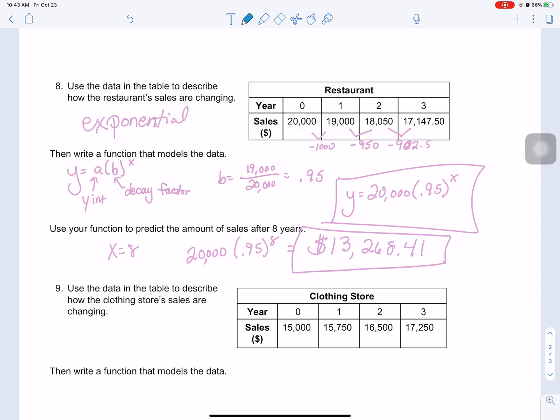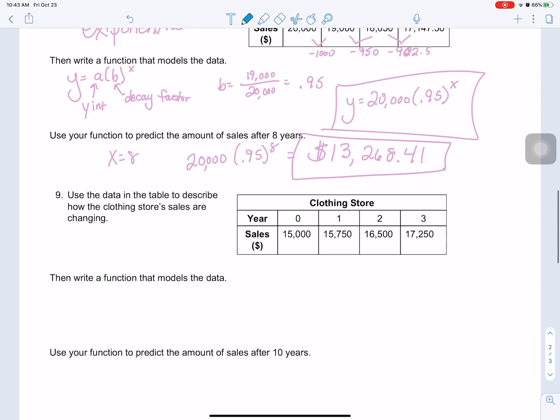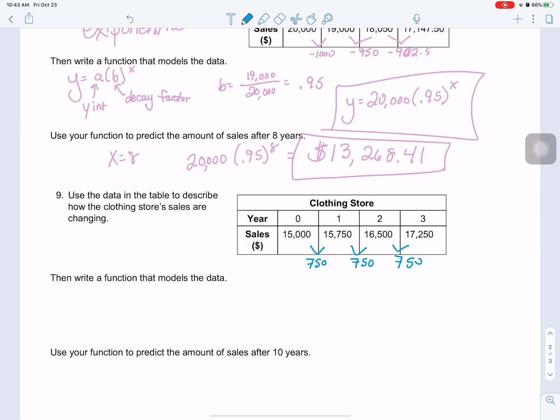And then we have one more where we have a table of values. So again, I'm going to look at it and kind of see if I can figure out that pattern. And I'm just going to use those differences. So this one goes up by 750. So then 16,500 minus 15,750. And this one also went up by 750. So at this point, it should be linear. Let's just check the last one. And 750. So the first differences happen to all be the same, which means it's linear.